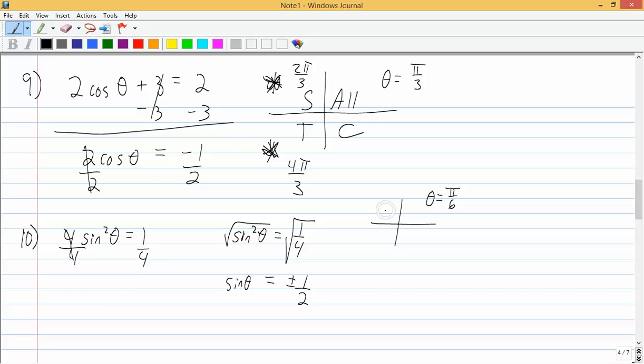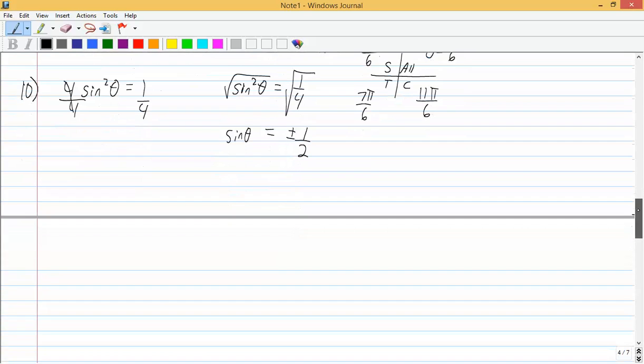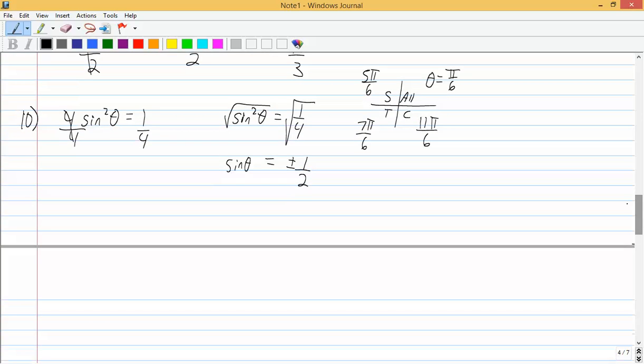Since it's plus or minus, I want the answer from every quadrant. I want all the positives and the negatives. So to get the angle measure in the second quadrant, you say pi minus pi over 6. That's 5 pi over 6. To get the angle measure in the third quadrant, you say pi plus pi over 6. That's 7 pi over 6. And to get the answer in the fourth quadrant, you say 2 pi minus pi over 6. That's 11 pi over 6. All right, so those 4 answers are your answers.